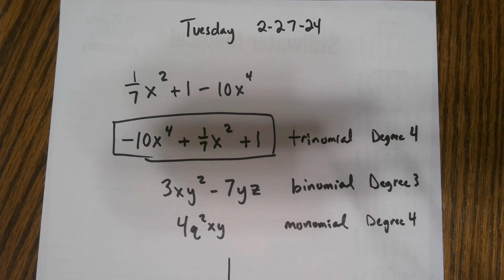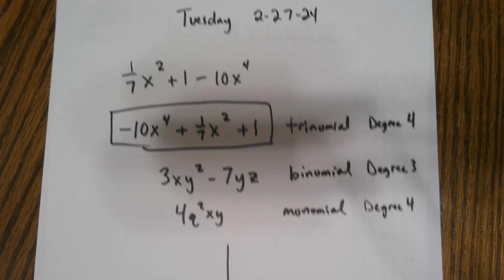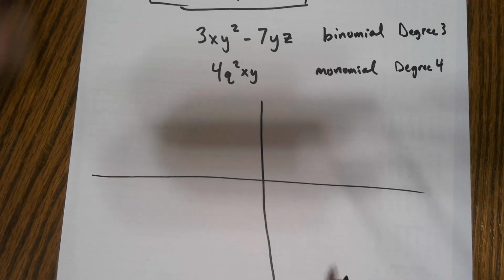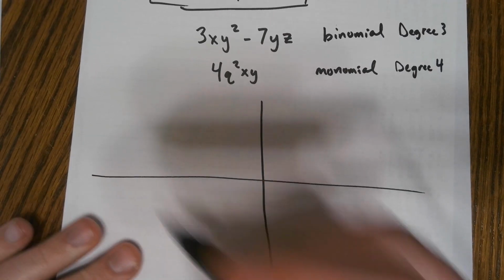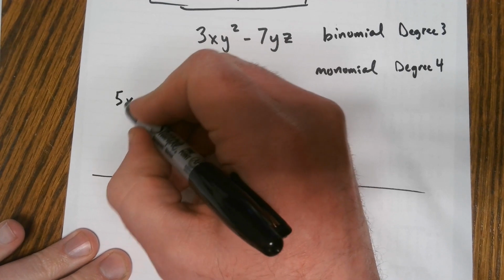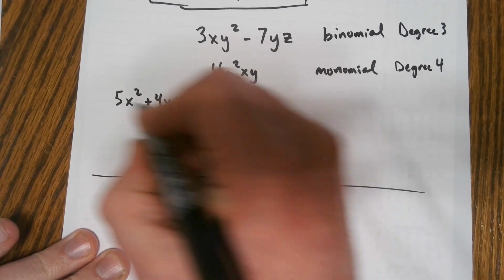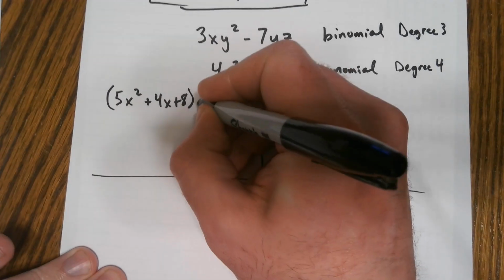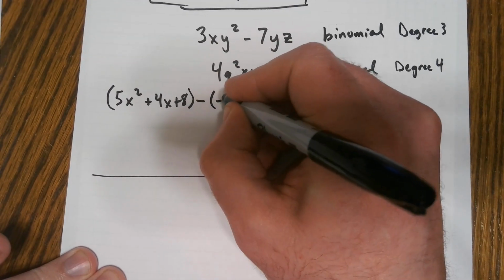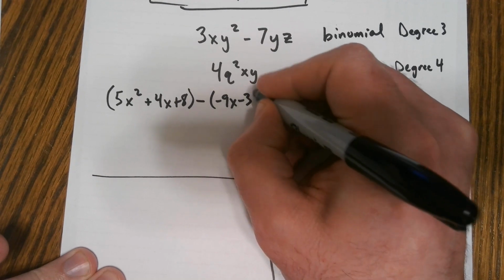Okay, that is one type of problem. Now let's say I have this problem here: 5x squared plus 4x plus 8, that whole polynomial, minus negative 9x minus 3.